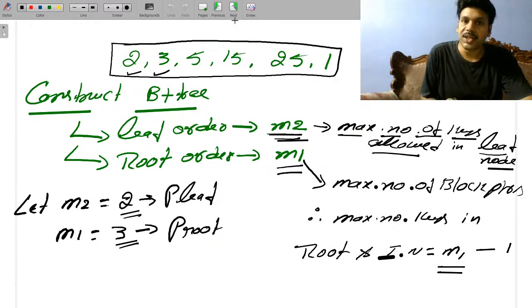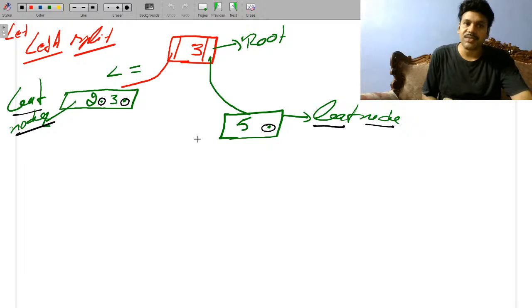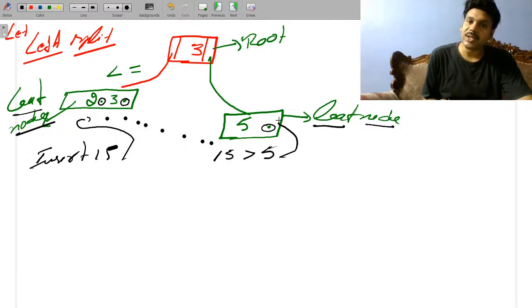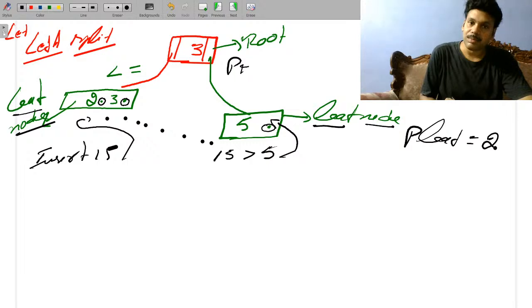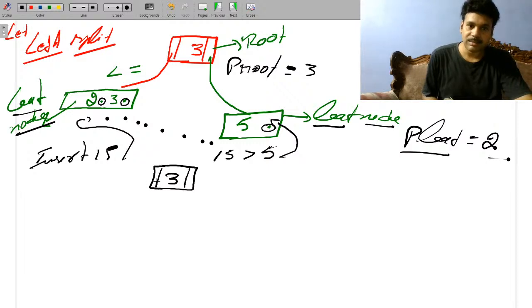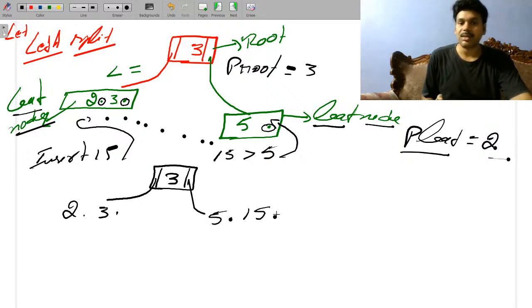Now let us insert. What is the next key? 15, 25, 1. So insert 15. 15 is greater than 2, greater than 3, and greater than 5. I am checking like this and come here finally. 15 is greater than 5. I can accommodate it here. Why? Because there is room. Your P leaf is equal to 2, your P root is equal to 3, 3 block pointers, and there are 2 block pointers. 2 keys I can accommodate. Already one is present, and I am inserting the second. Therefore, 3 here, and this side 2, 3, and this side 5, 15. It's fine.